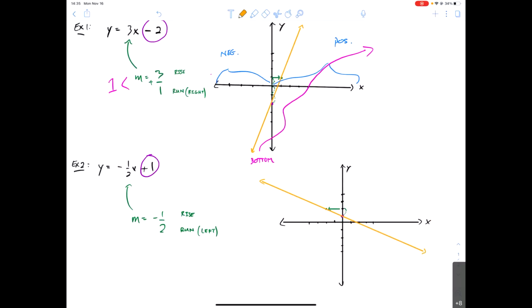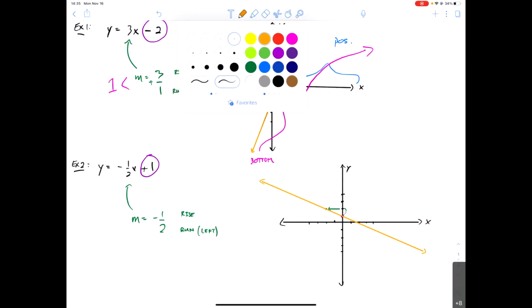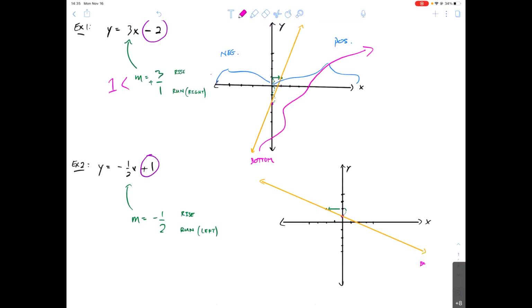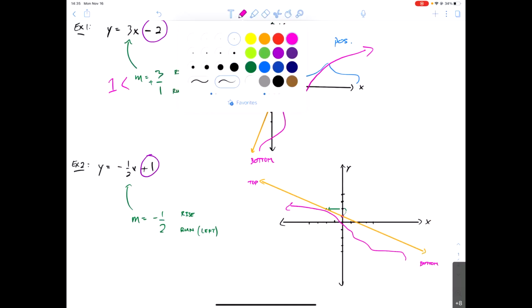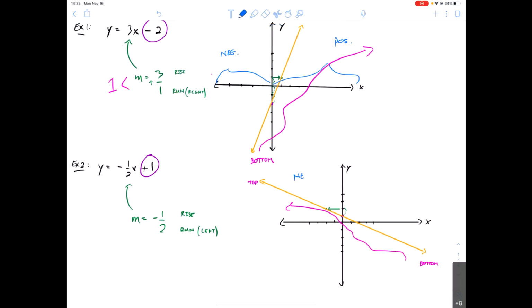See? And you can do the same properties, right? This is the bottom of the graph. This is the top. When you go from bottom to top, which direction is it going? Well, it's going up and to the left. And remember, a negative slope always goes up to the left. A positive slope goes up to the right.